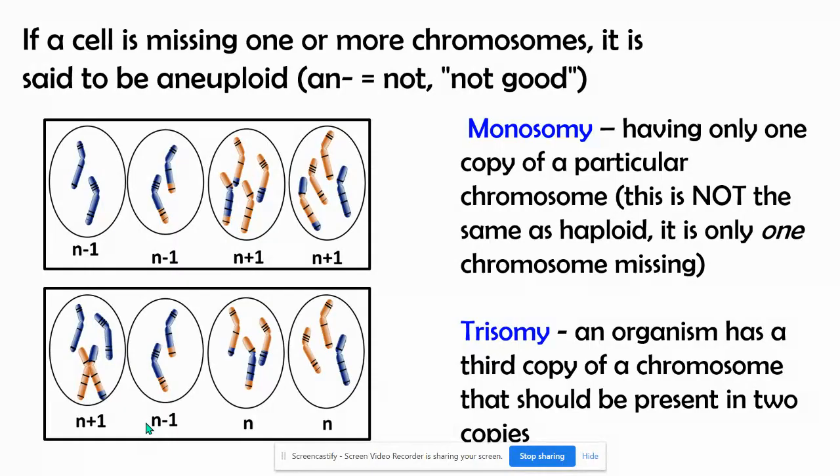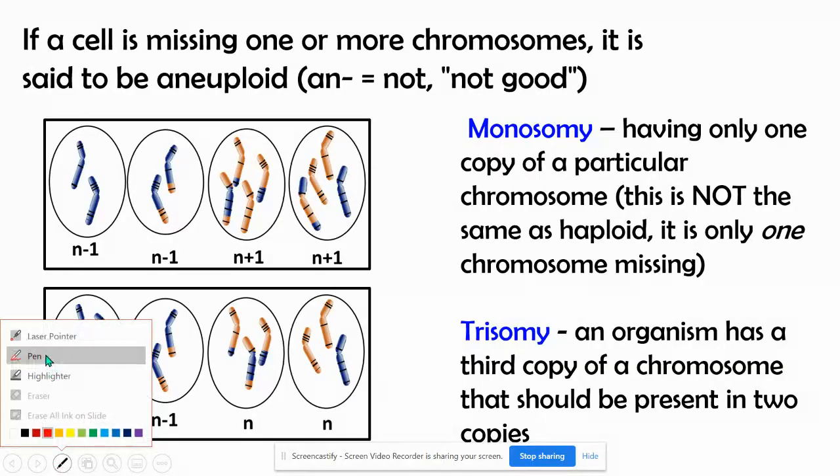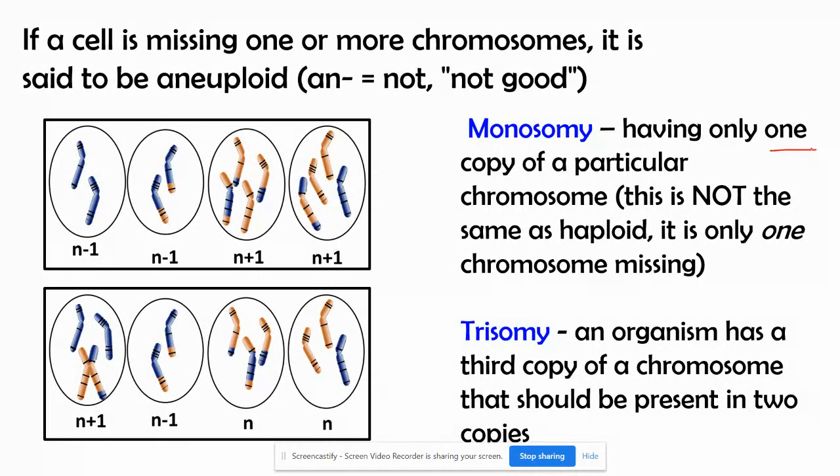Now, when we define this, having an extra or missing a chromosome, we call this cell aneuploid. Aneuploid, the AN means not good. Having only one of a particular chromosome is called a monosomy. So here, when they fertilize an egg, that zygote would only have one of a particular chromosome and not two. And trisomy is where they have an extra copy of a chromosome.